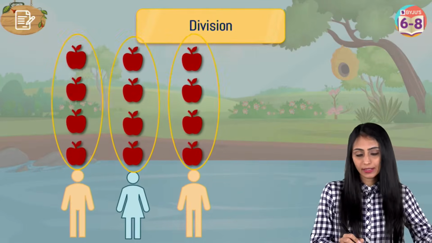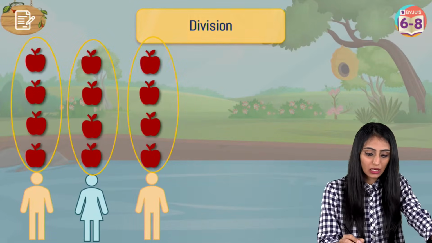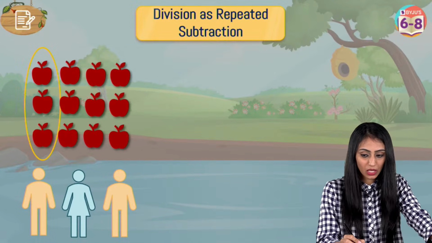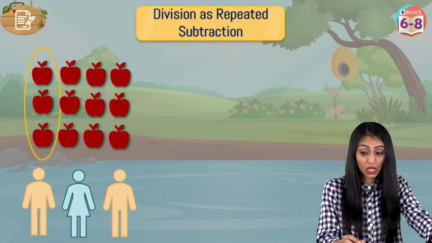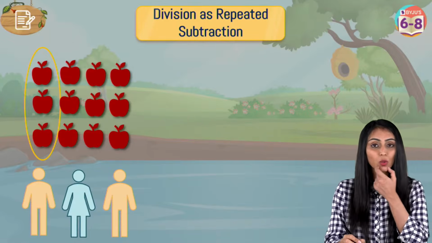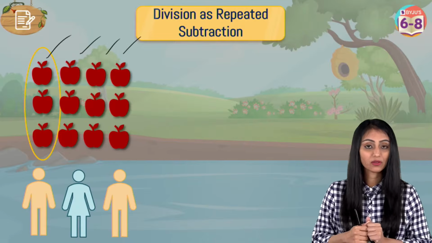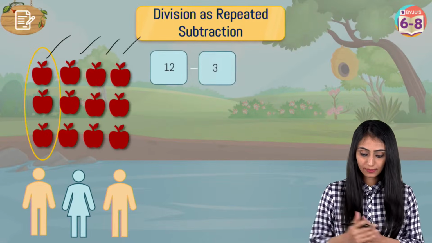So another way to understand this, this is the first way. What we can do is simply divide 12 by 3, right? We get 4. Now, we can also get this answer by the repeated subtraction method, division as repeated subtraction. Here there will be a total of 4 subgroups of 3 apples, and it can also be shown like this.